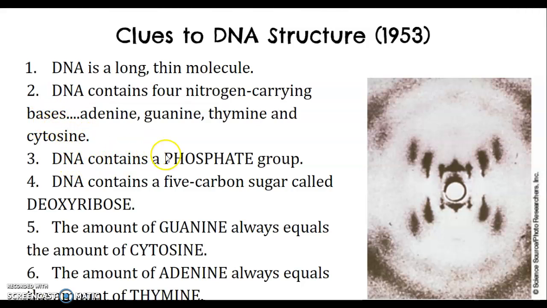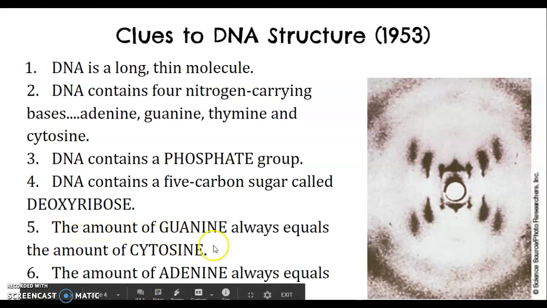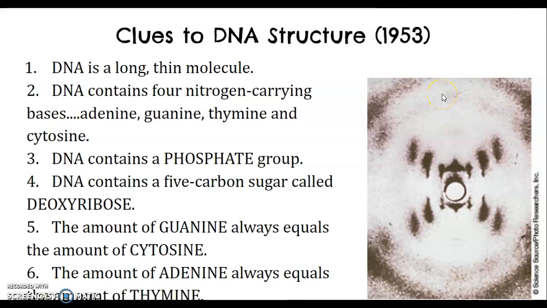DNA also contains a phosphate group. DNA contains a 5-carbon sugar called deoxyribose. And another thing that was known was the amount of guanine always equaled the amount of cytosine, and the amount of adenine always equaled the amount of thymine.